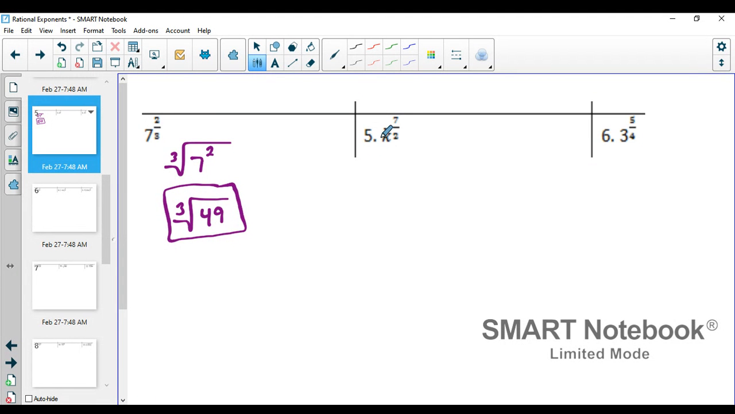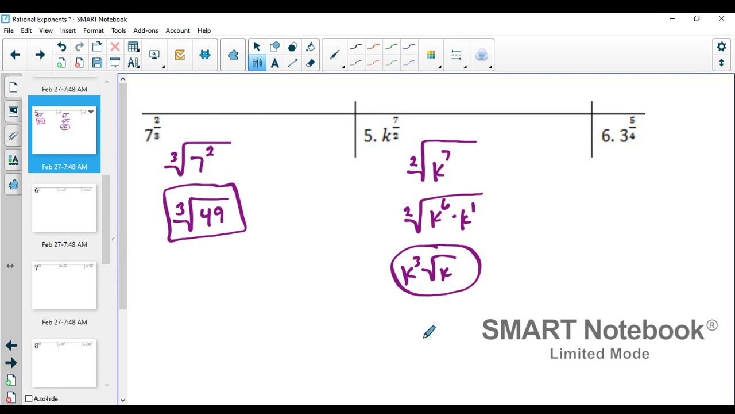So for number 5, we have k to the 7/2 power. So 7 becomes the exponent, so we have k to the 7th power, and then 2 is the index. So we have the square root of k to the 7th, and we can simplify this. A multiple of 2 that is close to 7 is 6. So we have k to the 6th power times k to the 1st. Then 6 divided by 2 is 3, so we have k cubed times the square root of k.